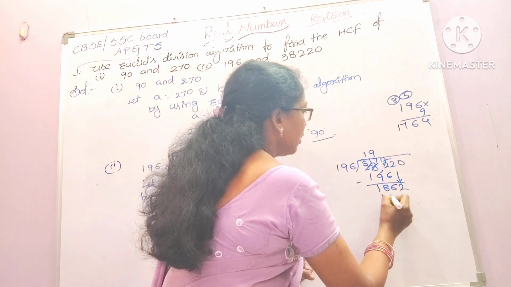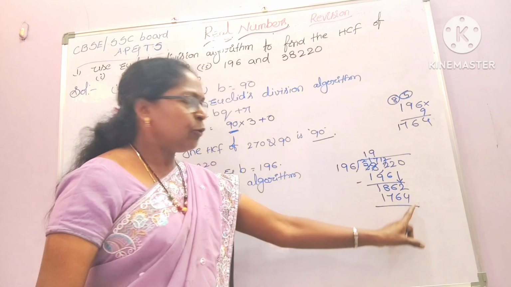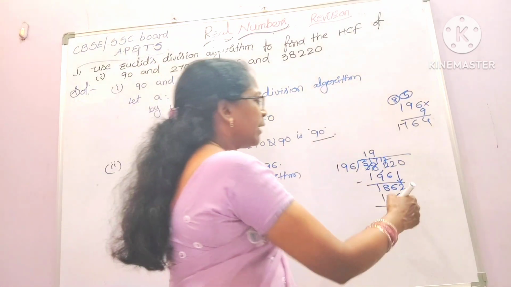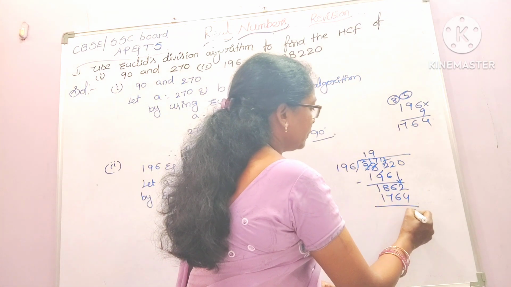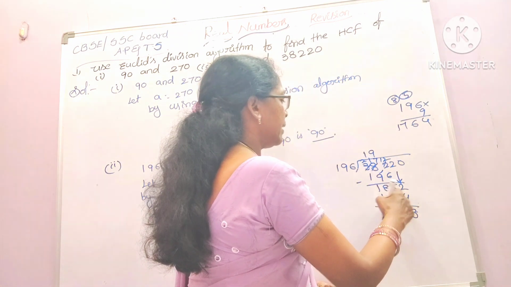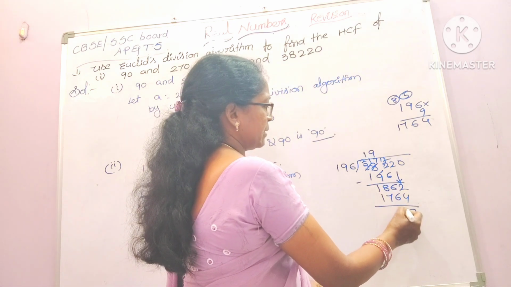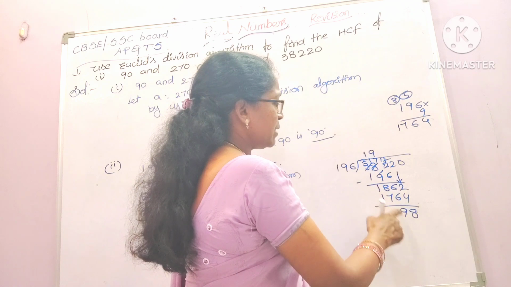So how much did we get? 1764. Now subtract. Again 2 minus 4 is not possible, so directly I have to borrow: 12 minus 4. Directly I am writing 12 minus 4, that is 8. Here 5, 5 minus 6 is not possible. Borrow 1, 15 minus 6 is 9. Here 7, 7 minus 7 is 0.